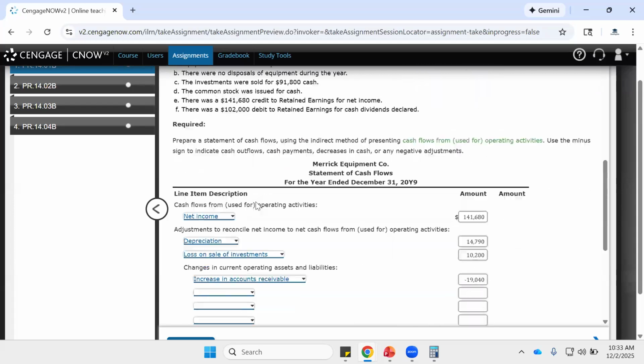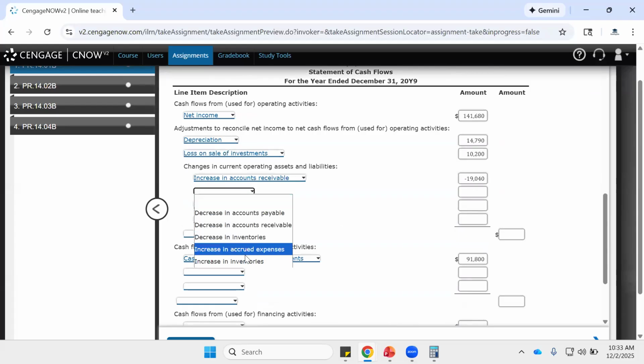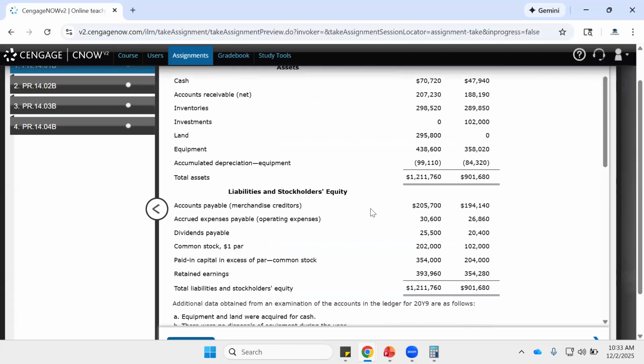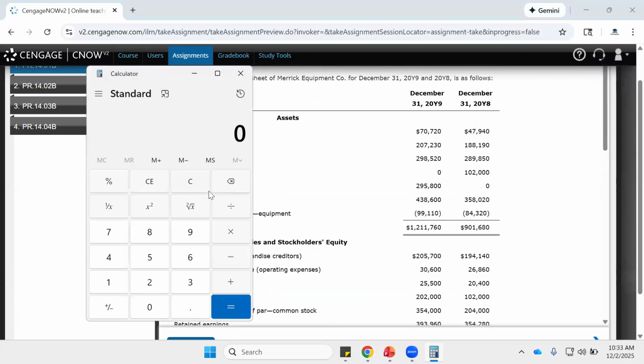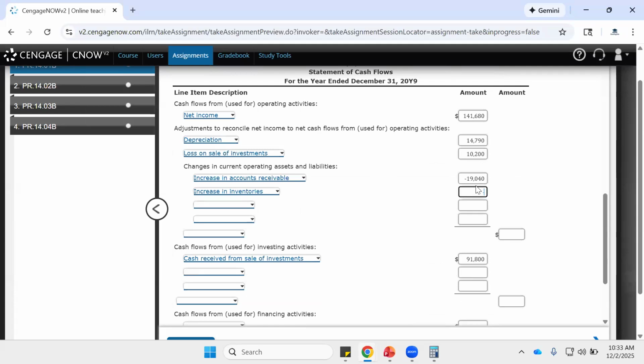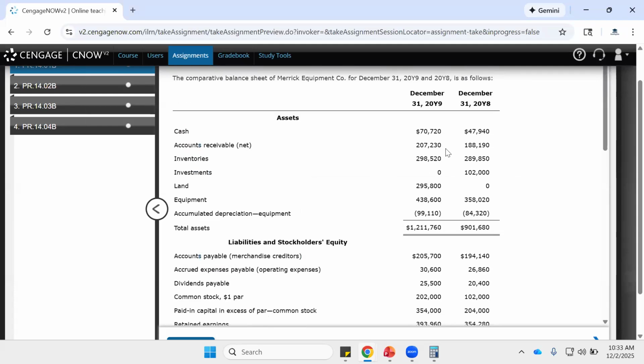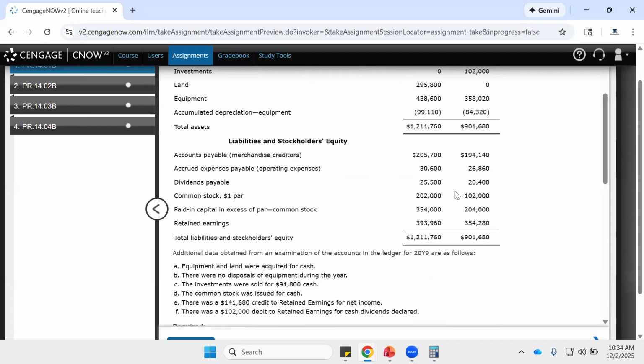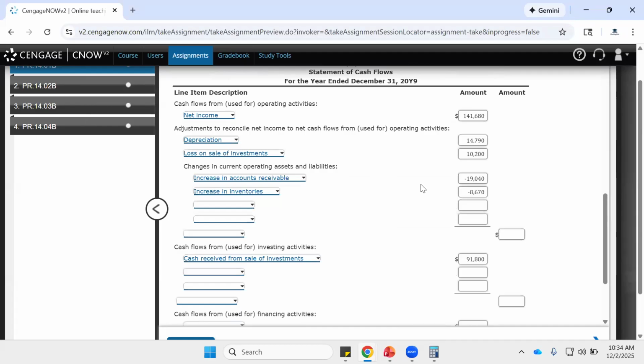Inventories also increased, and increasing inventory costs cash. So if we take 298,520 minus 289,850, we get 8,670. And then investments, land, equipment, those are non-current assets. Those will show up in the investing portion of the statement of cash flows.